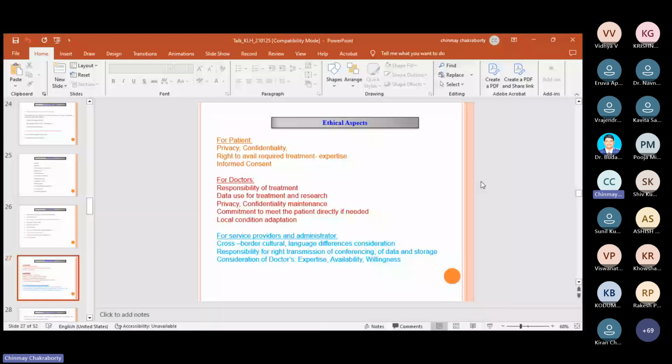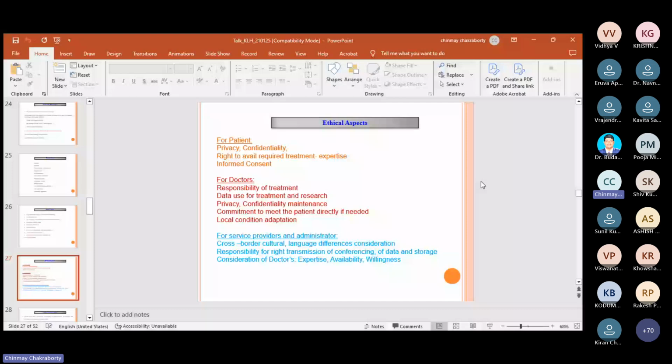But on the other hand, what about the ethical aspects? In that case, for patient-centric, there is privacy and confidentiality. Another one is the right to appeal for the required treatment expertise, and informed consent. So these are the important areas that belong under the patient's side. That's why you need to maintain the ethical aspect.